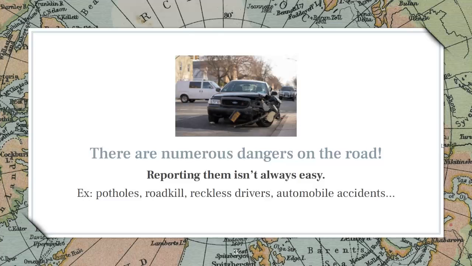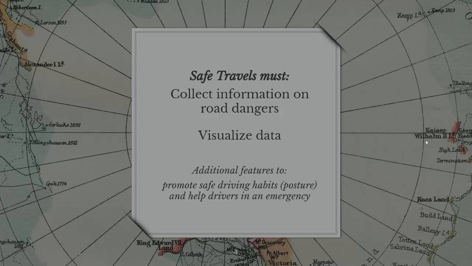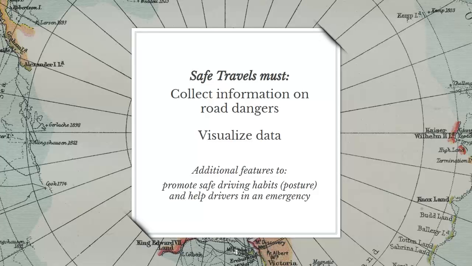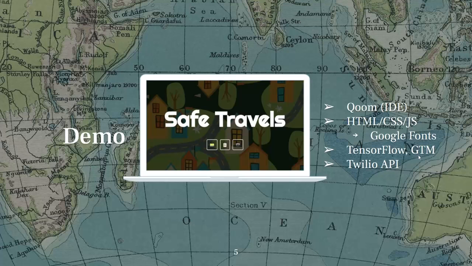That's because there are so many dangers that can happen on the road, and reporting them isn't always easy. You can have potholes, roadkill, reckless drivers, automobile accidents, the list goes on. So my goal with Safe Travels is to collect information on those kinds of road dangers, visualize that information, and offer some other features as well to promote safer roads, specifically safer driving habits in your posture, and also giving features for drivers who may find themselves in an accident or a similar emergency.